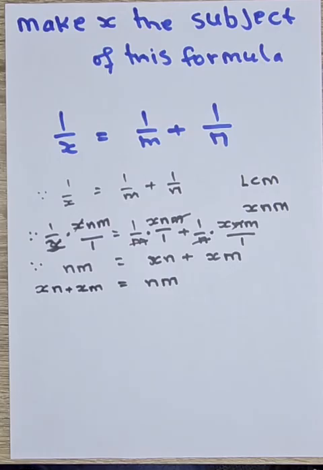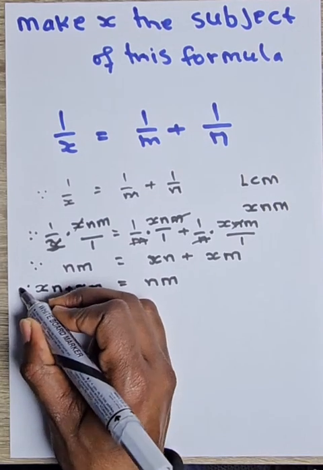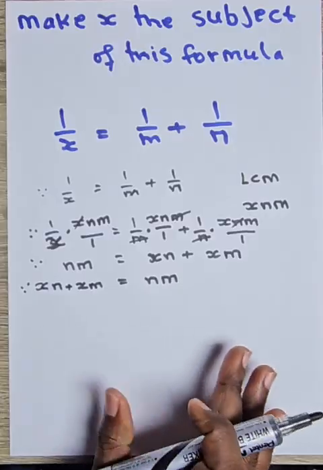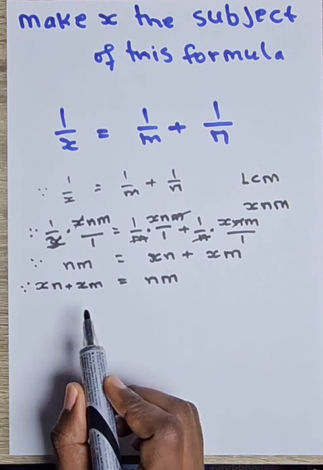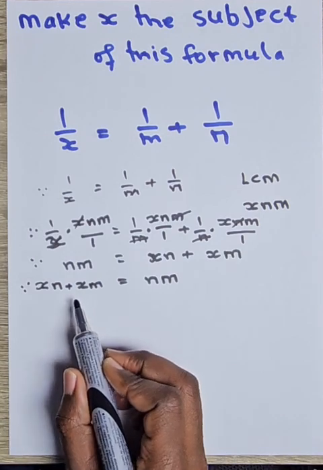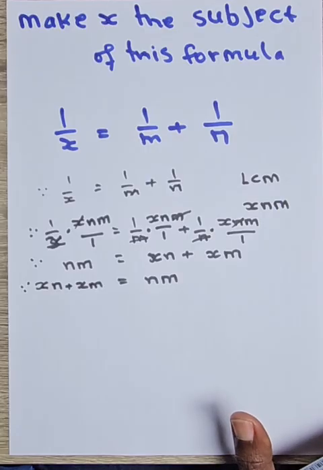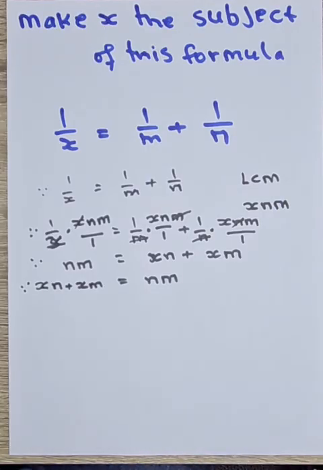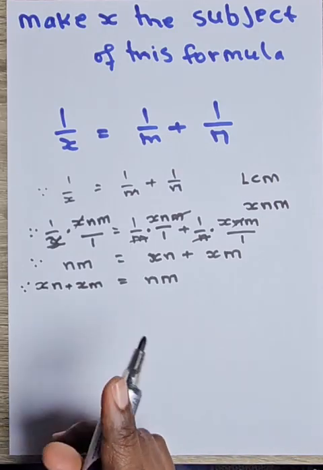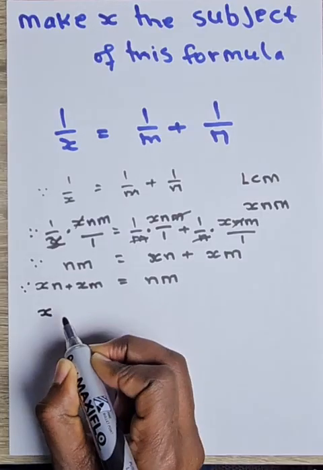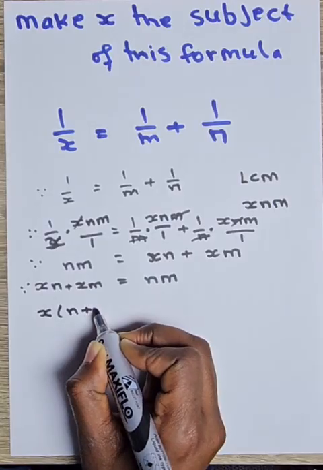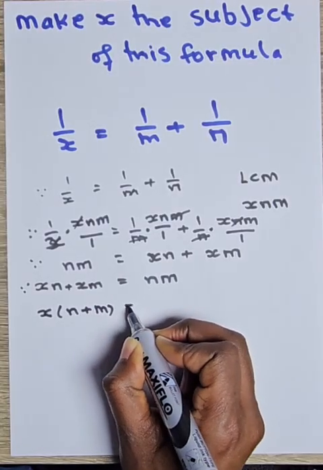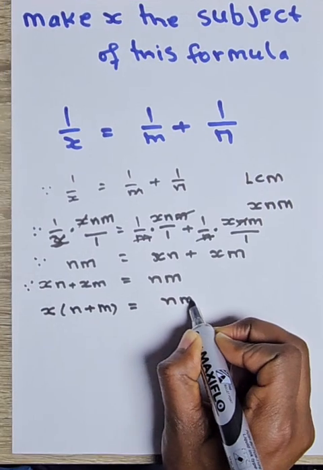Now we need to continue. We therefore see on the left hand side we have xn plus xm. We therefore need to get rid of these two terms. And the only way we can do is first to check if we can take out any common factor. And that common factor must be the highest common factor. We therefore see we can take out the x as a common factor, which gives us x times the bracket of n plus m equals n m.